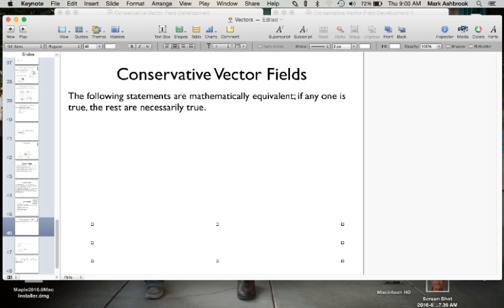Okay, and then there's one more that we haven't gotten to yet. But we're going to talk a little bit more about these and do a few more examples. Any questions on what we've got so far? Again, if any one of those things is true, then all the rest are true. These are all mathematically equivalent statements.